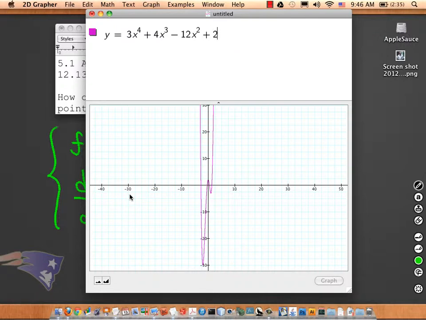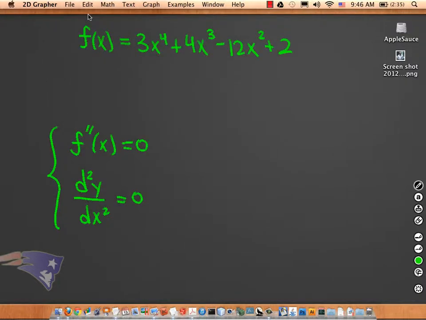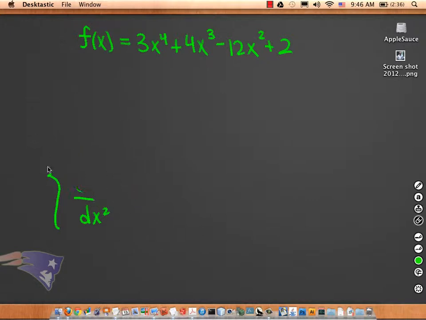So what we're going to do here is find the inflection points. Okay? So let's go ahead and do that. The function that we're looking at here is 3x to the 4th plus 4x cubed minus 12x squared plus 2. Okay, so let's go ahead and find two derivatives of that. So f prime of x, what's that equal to?